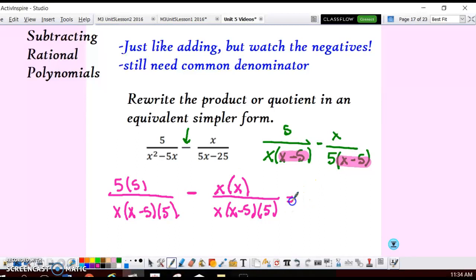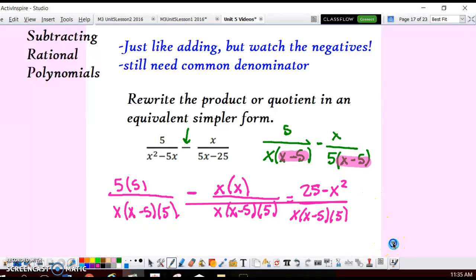Now I have a common denominator. So my common denominator is still x times x minus 5. You never need to multiply out this denominator once you put common. It's good for me to see that that's how you got the common denominator. 25 is this first one. Bring your minus sign, and then x times x is x squared.